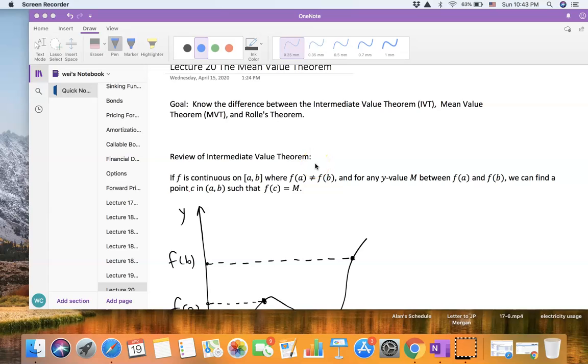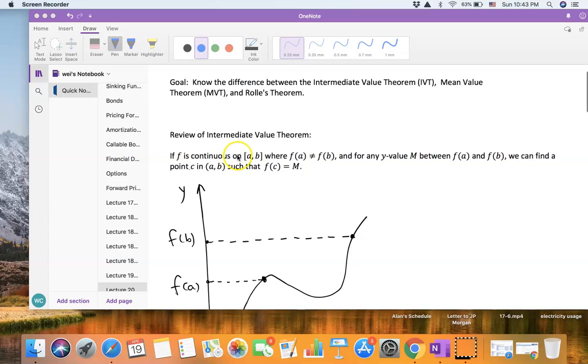Hi everyone. In this section, we're going to study the mean value theorem and Rolle's theorem. So I would like to begin by reviewing the intermediate value theorem.